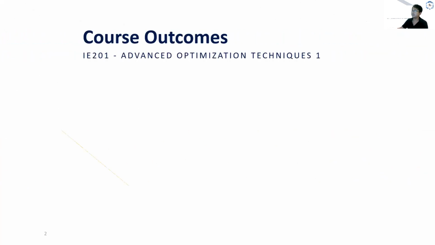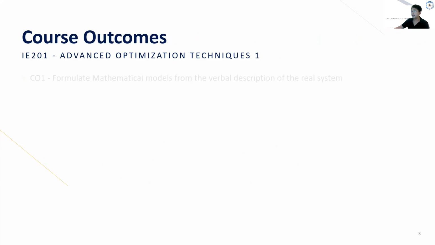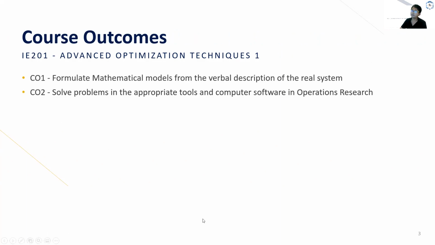So let me start from the basics first. Before that, the course outcomes we will cover: there should be two course outcomes for today's lesson. The first is related to the first course outcome, in which you will be able to formulate mathematical models after learning this session, and then you can have hands-on experience solving the problems you formulate in mathematical models by using appropriate tools, in which in this session we will learn the Excel solver tool.